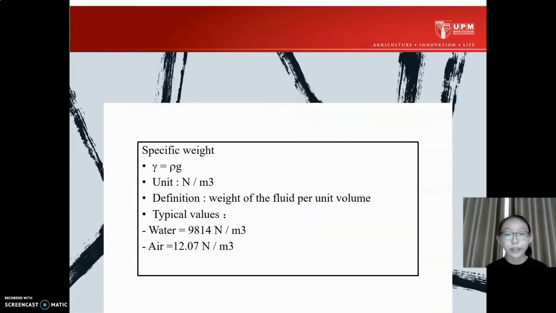For the specific weight, the formula is equal to rho g. Unit is Newton per meter cube. Definition is weight of a fluid per unit volume. The typical value or the example is water equal to 9,814 Newton per meter cube. Air is equal to 12.07 Newton per meter cube.